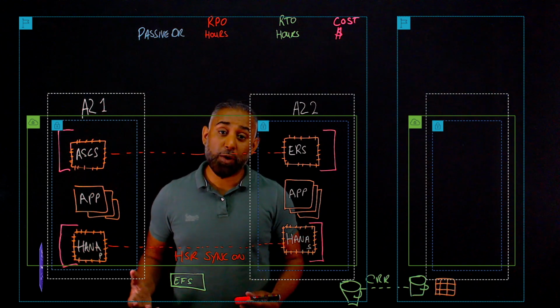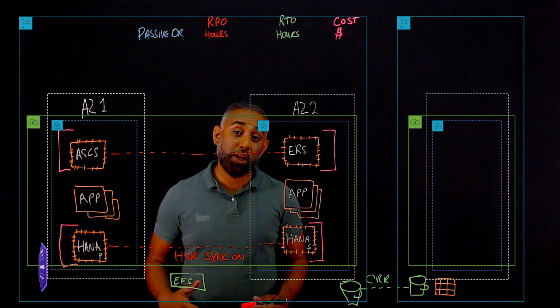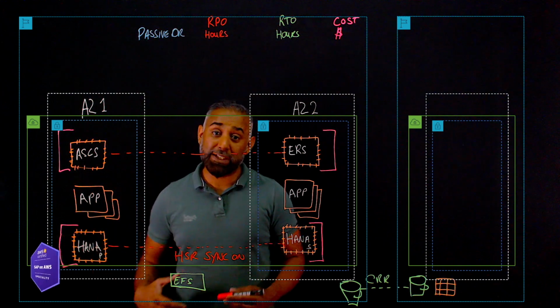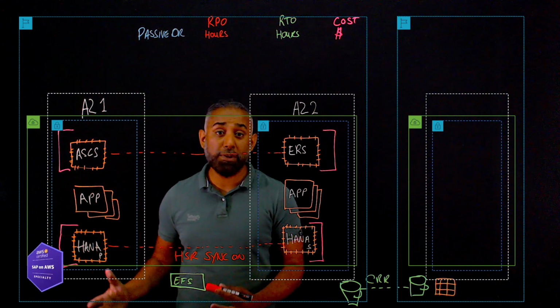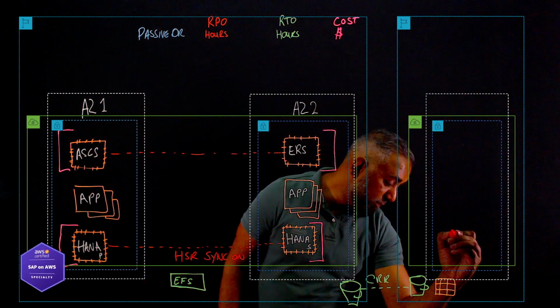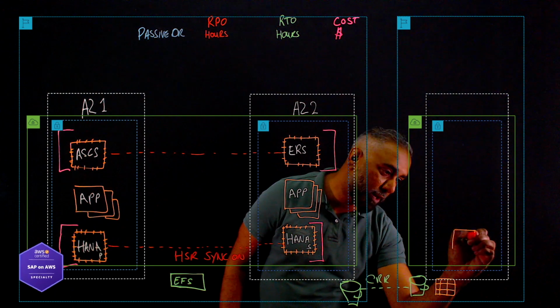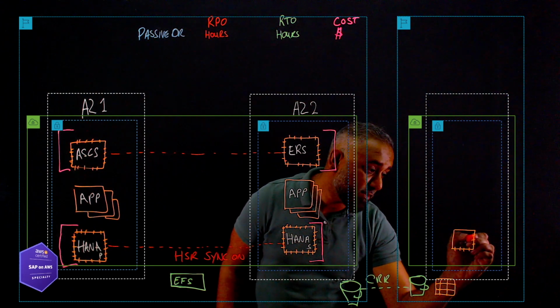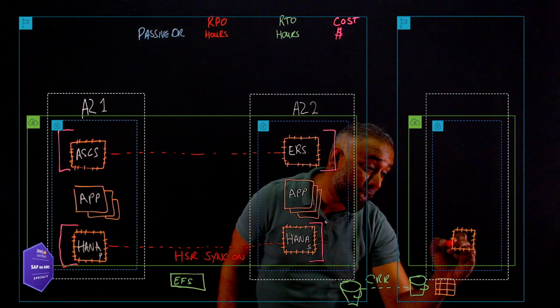The second architecture pattern we're going to look at is pilot light, okay? This is where we look at which components of our architecture are the most critical, and usually that will be the database. So what we're going to do is drop in a smaller EC2 instance. Let's just draw it a little smaller as well, actually. And this is going to be a HANA node, okay?